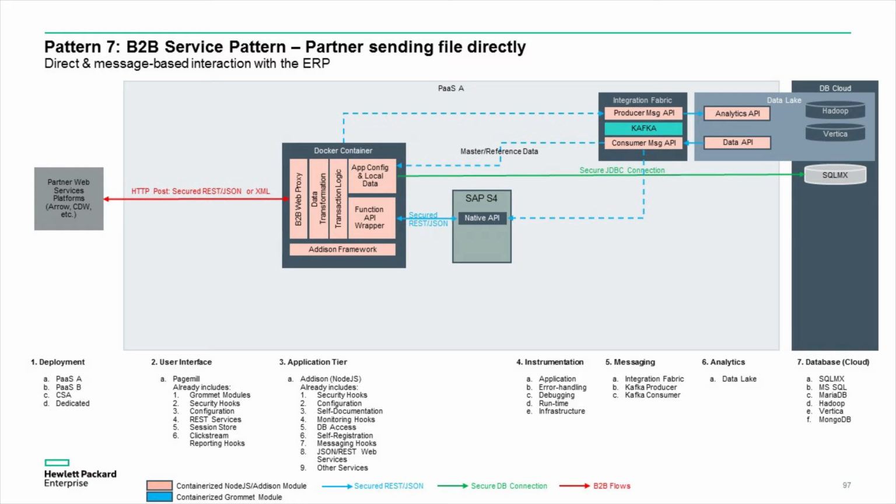The file would flow asynchronously through the messaging services, guaranteeing delivery, and then to the downstream ERP system or other backend for processing, following the dotted lines.